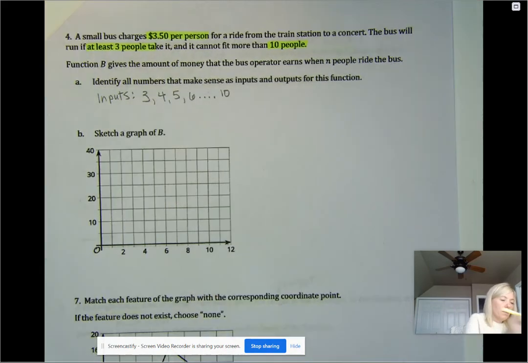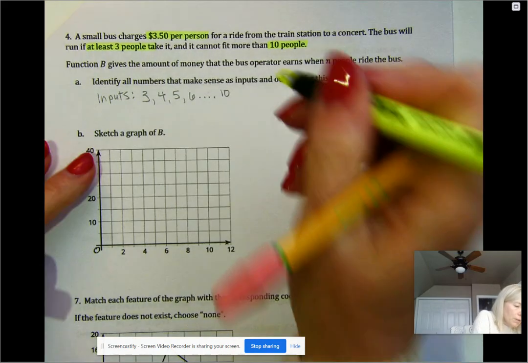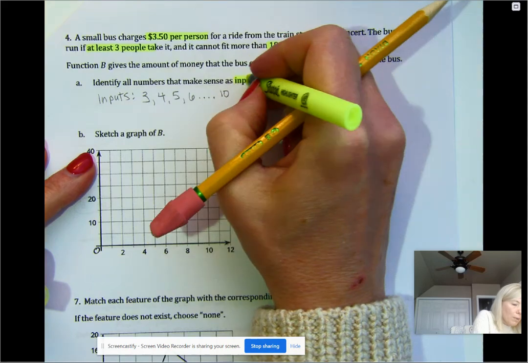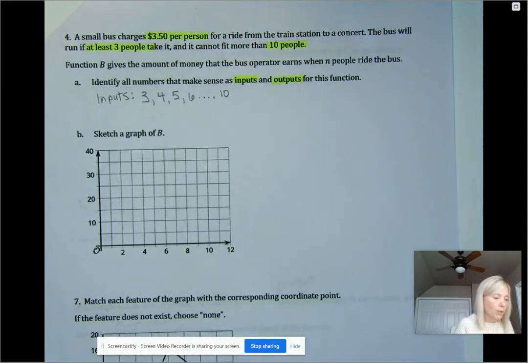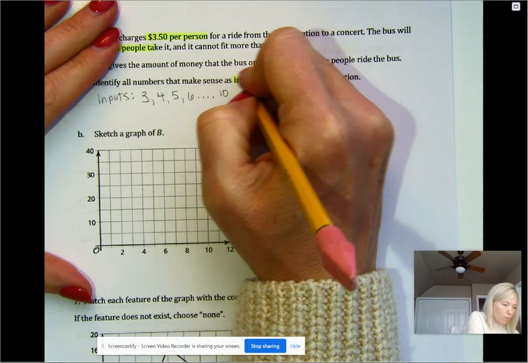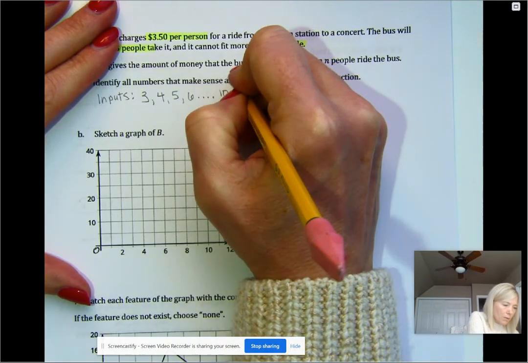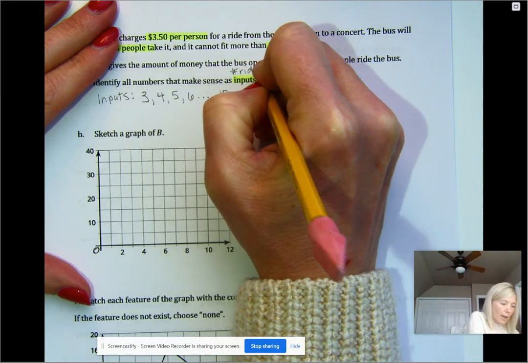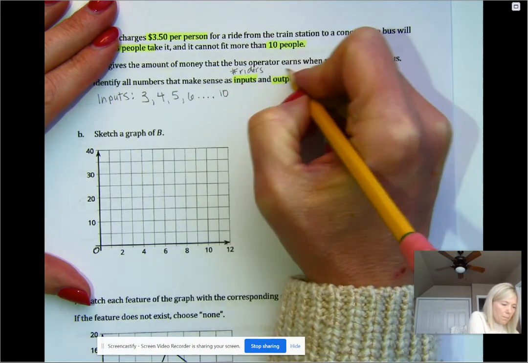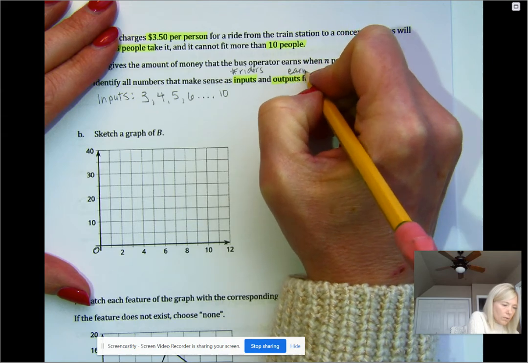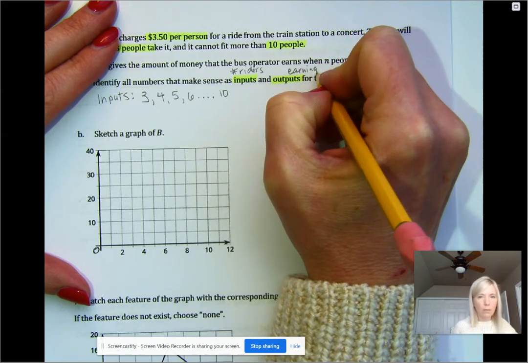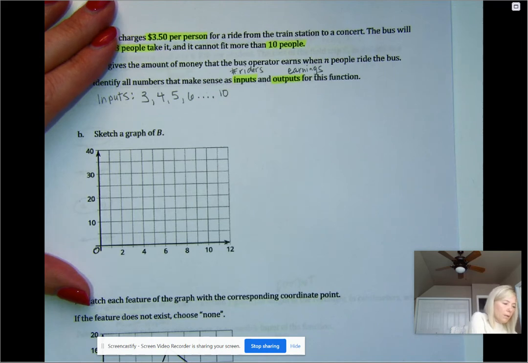Sorry, I should have highlighted. The inputs are the number of people, and the outputs are the money that the bus operator is going to earn. So inputs are the number of riders on the bus, and the outputs are what the bus driver earns. I'll say earnings.